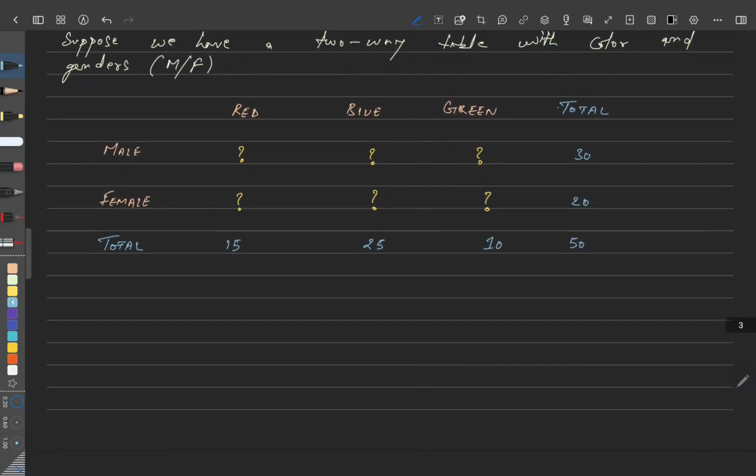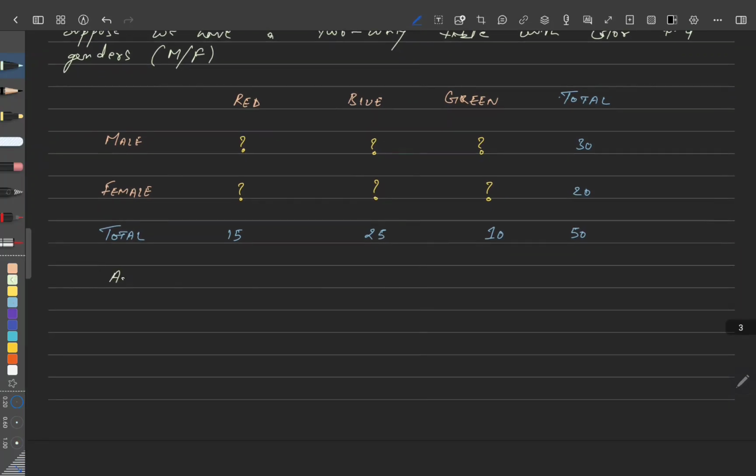Okay, so let me explain what two-way tables are. So two-way tables are a useful way to arrange data between two variables with different categories. So we have two variables.